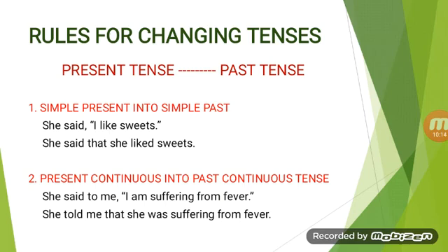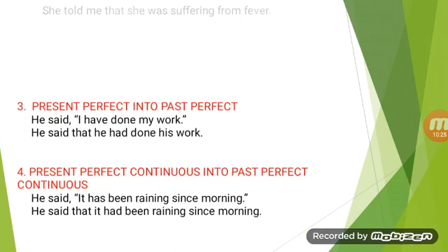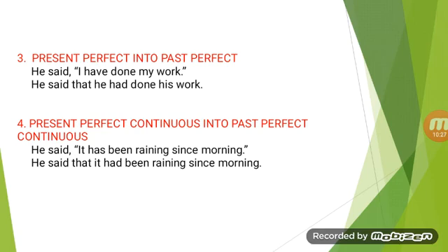Now let's see present continuous to past continuous. She said to me, I'm suffering from fever. She told me that she was suffering from fever. Now present perfect to past perfect. He said, I have done my work. He said that he had done his work. Now you can see the changes of have and had.